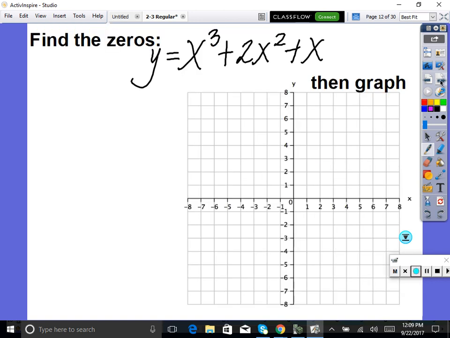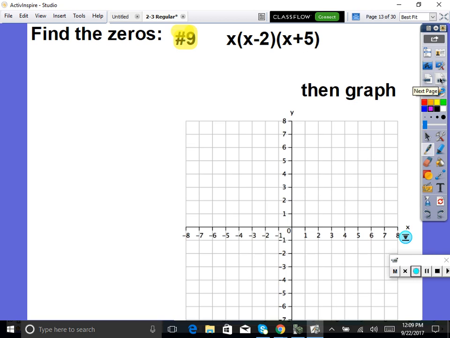Okay, so look right here. Let's actually do this one, number 9. It says find the zeros, then graph. Okay, let's do this. So when graphing, these are the steps you take. You plot your zeros. You've got to find the zeros. And then we'll draw in our end behavior, and then we'll draw in max and min. So those are the 3 steps.